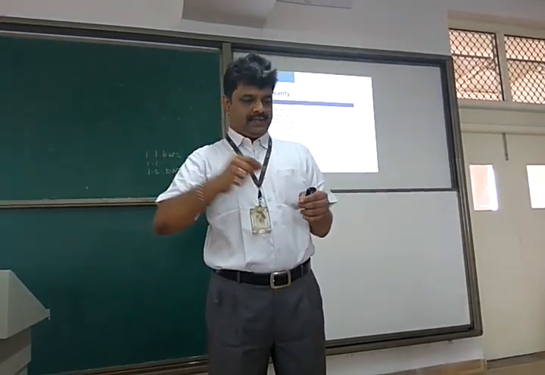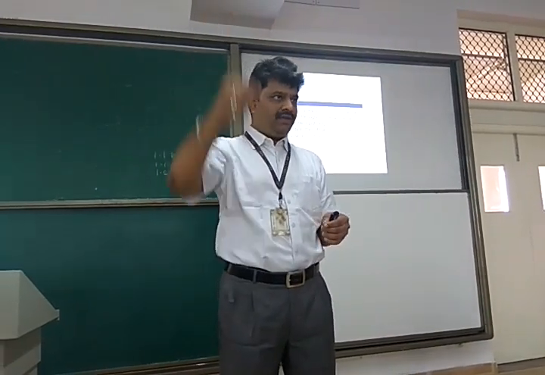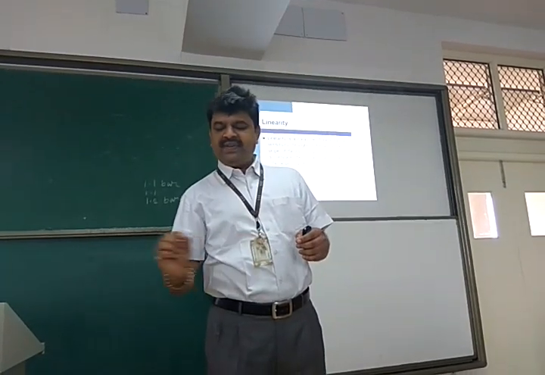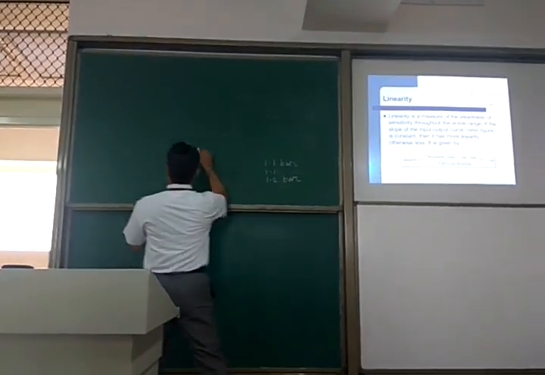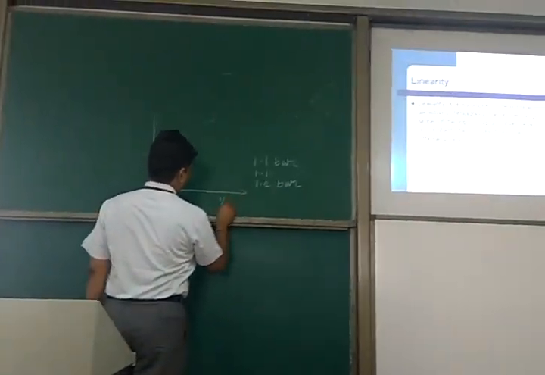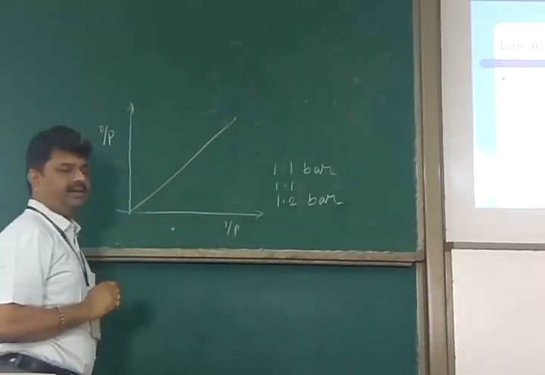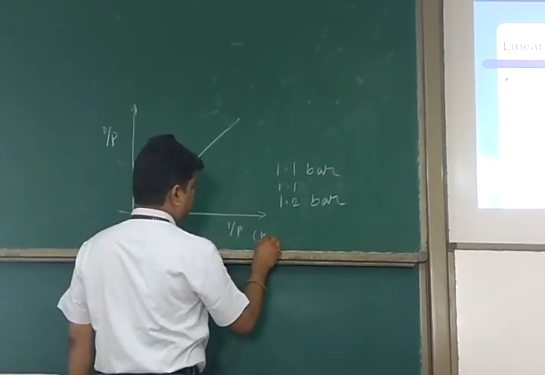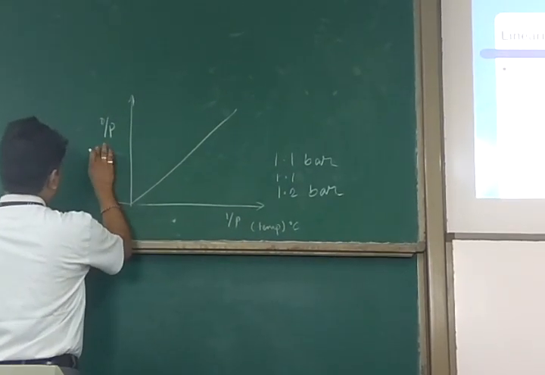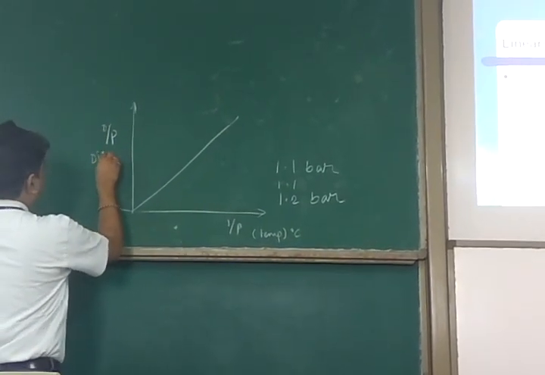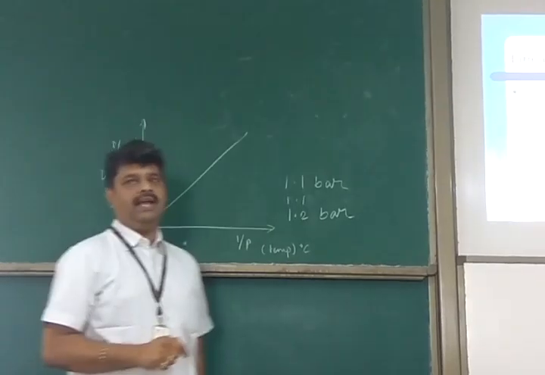Consider the temperature in degrees Celsius and the displacement of the liquid column inside the thermometer. If this varies linearly, let's take this as input and this as output. If the relationship is linear, the input to the thermometer is temperature in degrees Celsius, and the output is the displacement of the column of liquid, which is measured in mm.